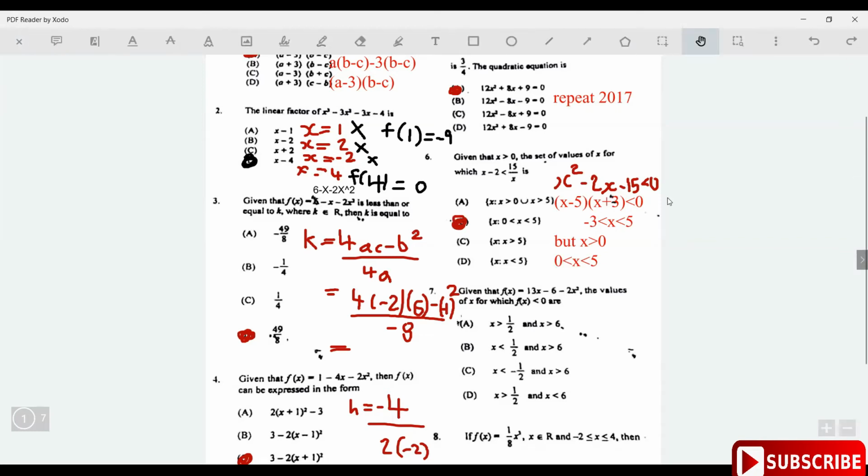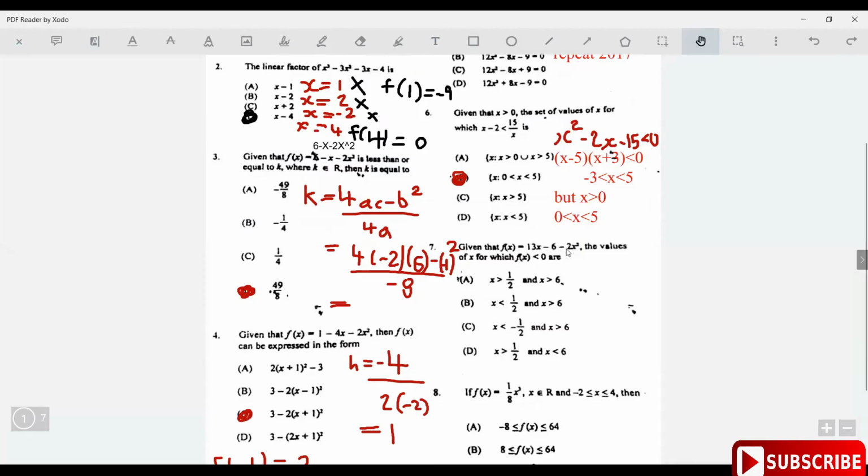Now this says, given that f of x is equal to 13x minus 6 minus 2x squared, the value of x for which f of x is less than 0. So we need to solve this less than 0. So you have 13x minus 6 minus 2x squared. I'm going to rearrange the order as minus 2x squared plus 13x minus 6, so it's easy for me to factorize it. This is what we have. This makes it a little easier.